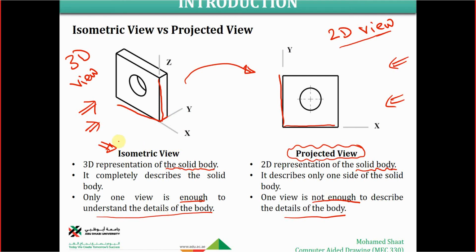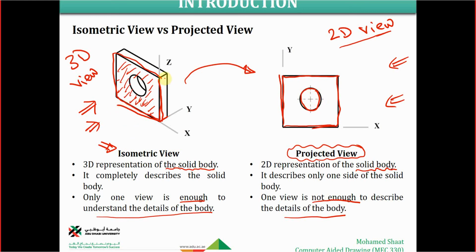Like for example, in this case, if I ask you to describe the face of this object, this surface, you're going to say that this face only is just a square, right? With four edges in this way, and there is a big circle in the middle. So if you draw this, it should be represented as a square with a big circle in the middle, right? This projected view is just one face of this three-dimensional object.